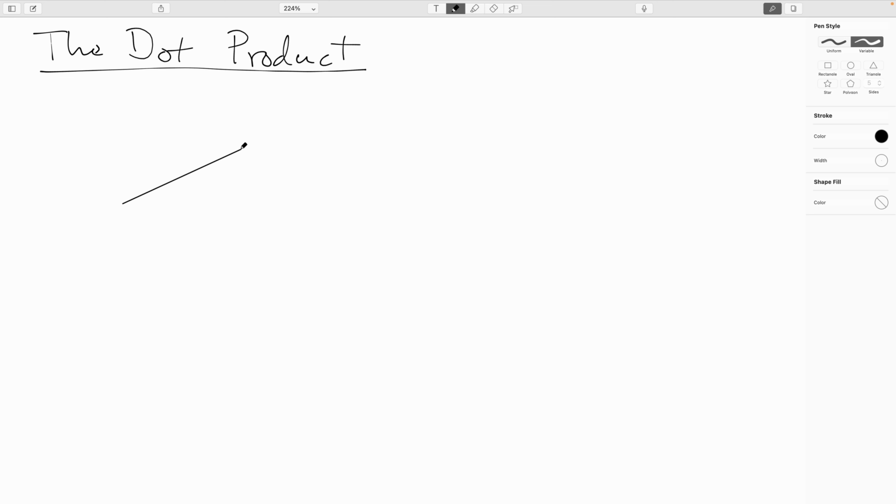So I'm just going to draw two arbitrary vectors here. Let's call this one A. And this vector here we will call B, like so. And let's go ahead and say that the angle between them is phi. The dot product of A and B, where you write A, then you have a raised dot, B, and this is read as A dot B. A dot B is equal to the magnitude of A times the magnitude of B times the cosine of the angle between them, in this case phi.